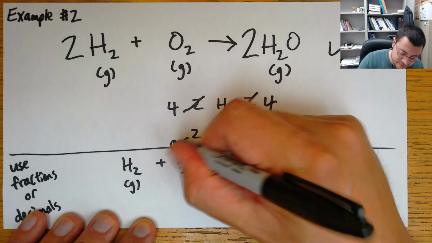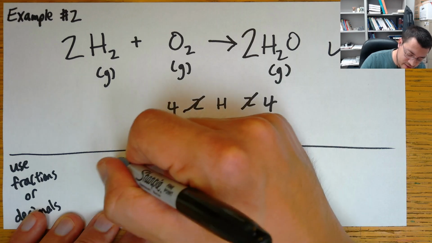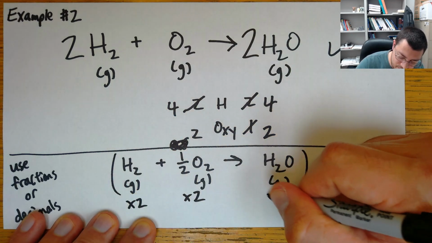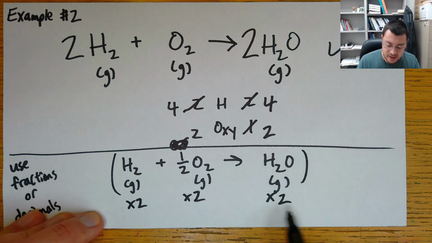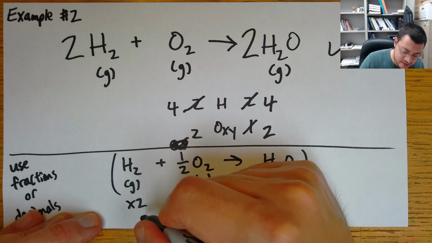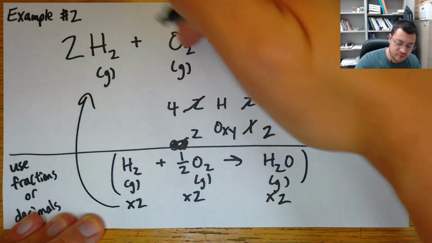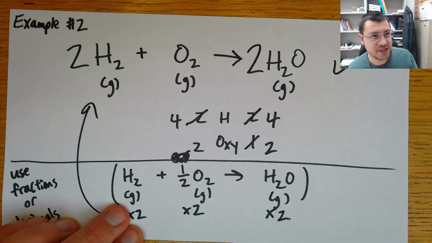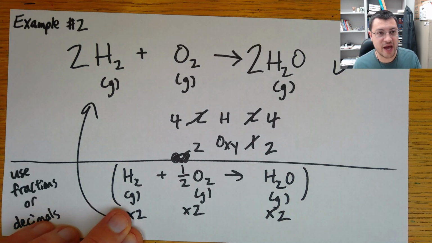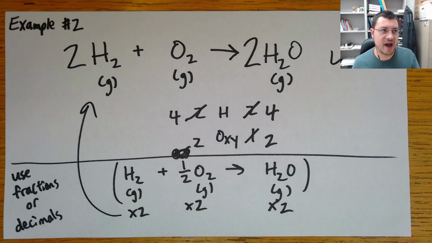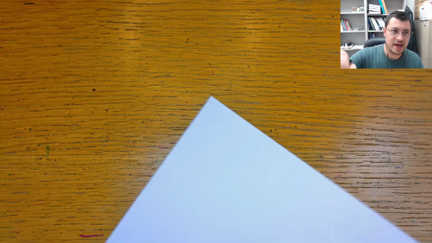So if someone had written a half here, I would just fix the fraction or the decimal by multiplying everything by, in this case, 2 to get rid of the fraction. And then you would just end up with the same answer. So again, feel free to do fractions as long as you remember to get whole numbers afterwards. All right, last example.